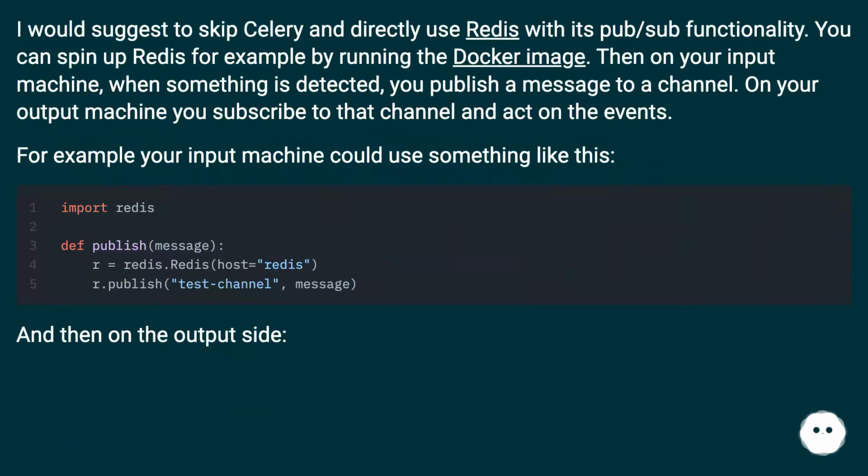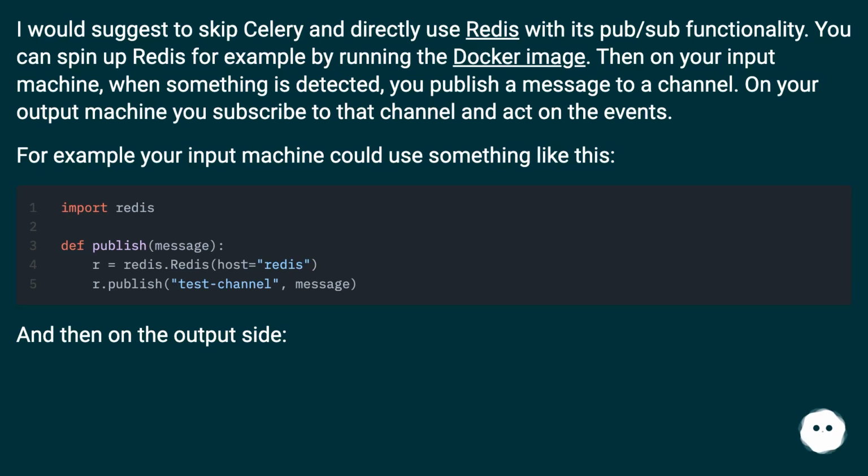I would suggest to skip Celery and directly use Redis with its pub/sub functionality. You can spin up Redis, for example, by running the Docker image. Then on your input machine, when something is detected, you publish a message to a channel. On your output machine you subscribe to that channel and act on the events.